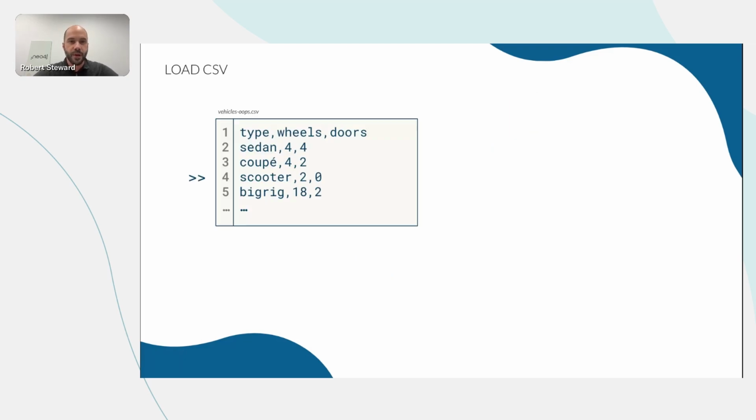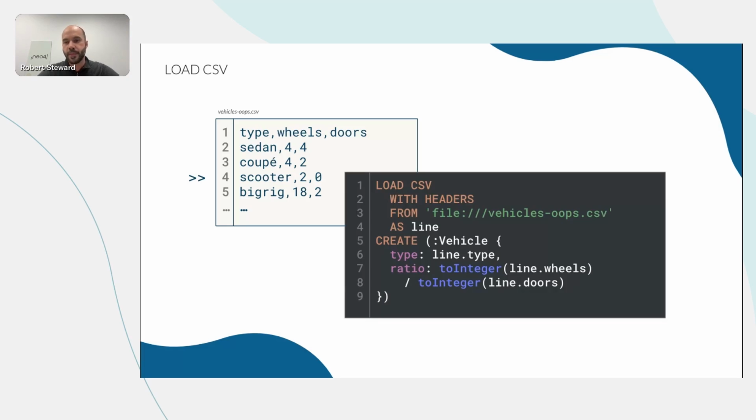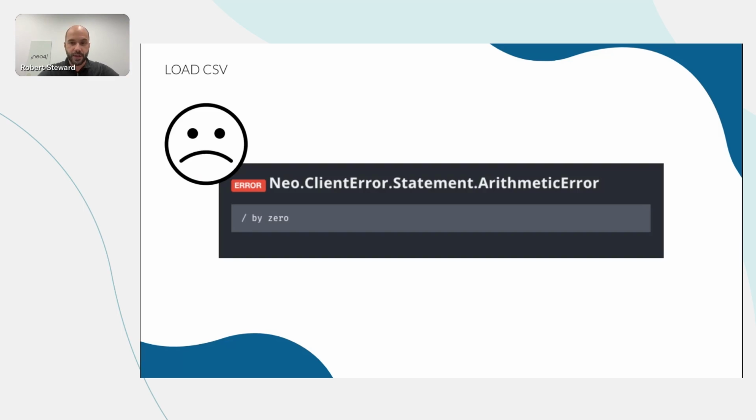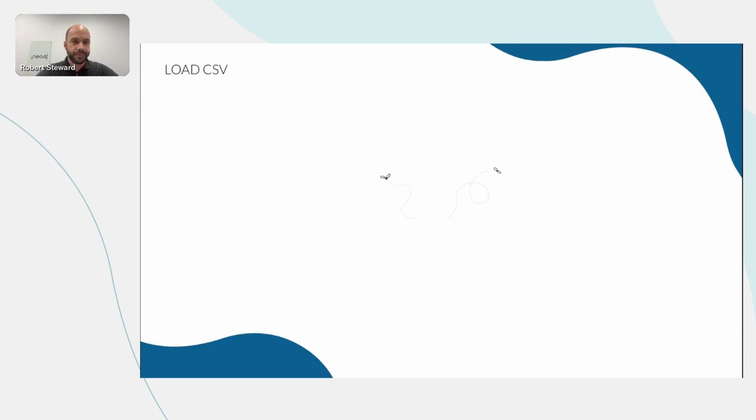What about a different problem? Here, if we zoom in at the top of that data set again, we can see this line here, scooter, which has 2 wheels and doors. And a reminder of the query we're running here. One of the properties is a division of 2 of those numbers in the data set. So what happens now? If you guessed divide by 0, then pat yourself on the back. Indeed, we get an error, and the transaction is rolled back again. And again, this is our graph.